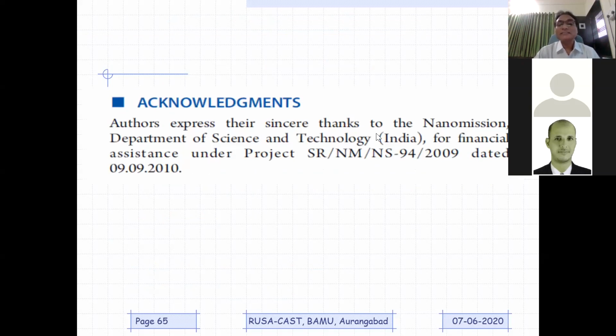Authors express their sincere thanks to the Nano Mission, Department of Science and Technology for financial assistance. If you are having assistance from some institutions for characterization purpose, you can mention that, even for interpretation of data. For example, you had significant assistance from one senior professor from one university or some research organization. You can go ahead and mention thanks to this and this for helping us in interpretation of data as well. So like that you can mention.